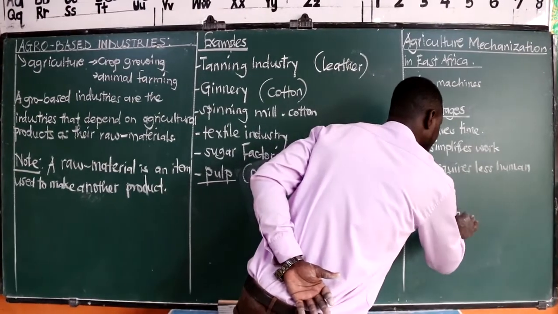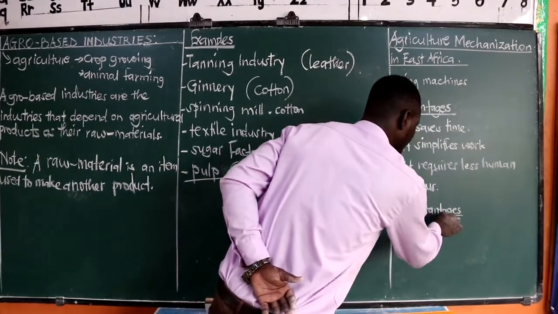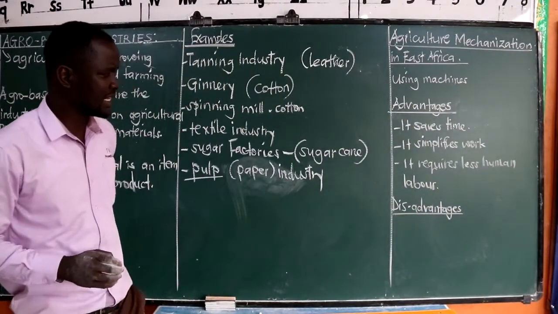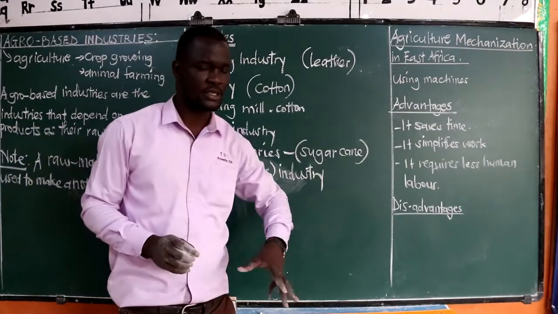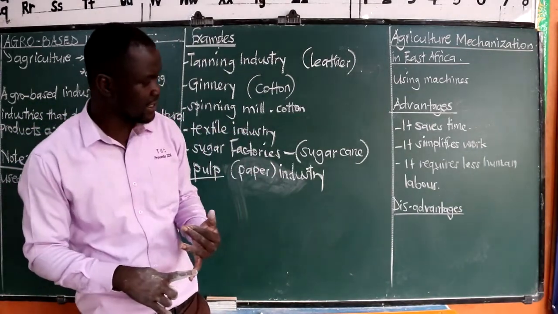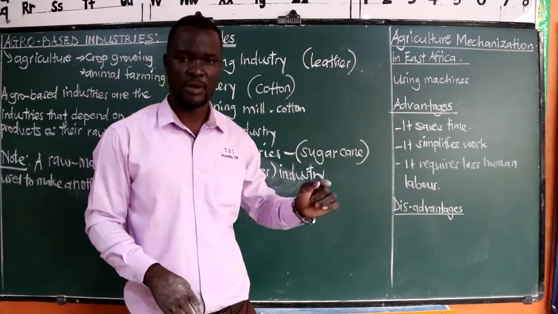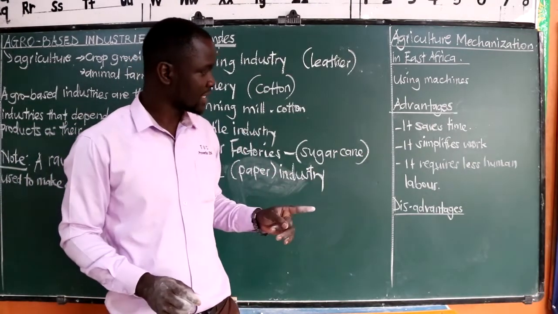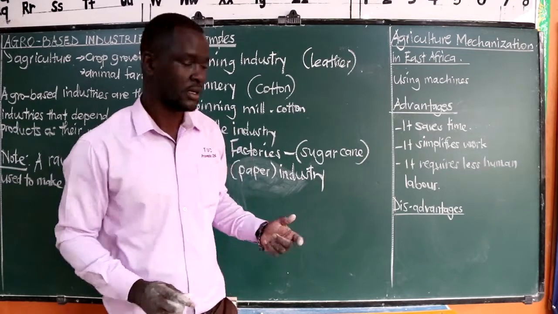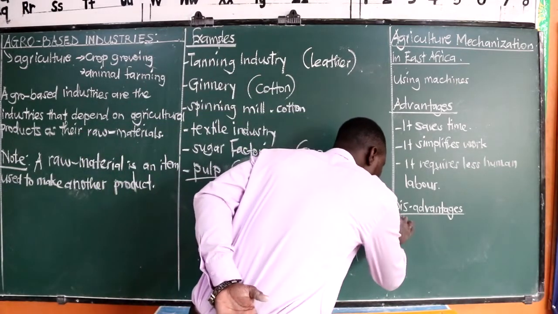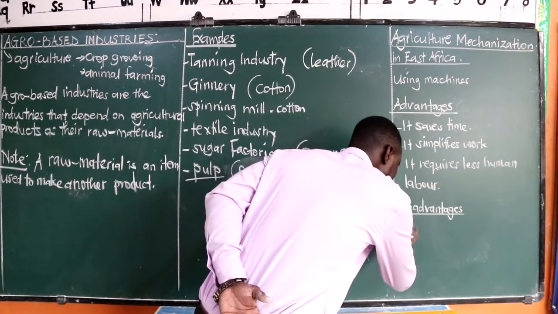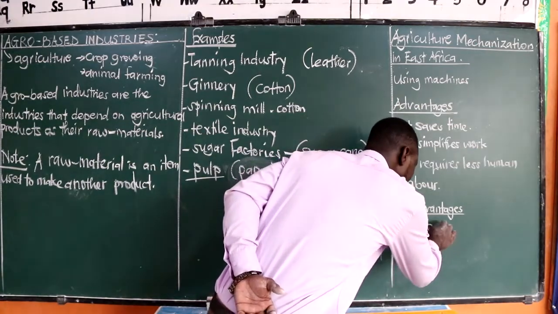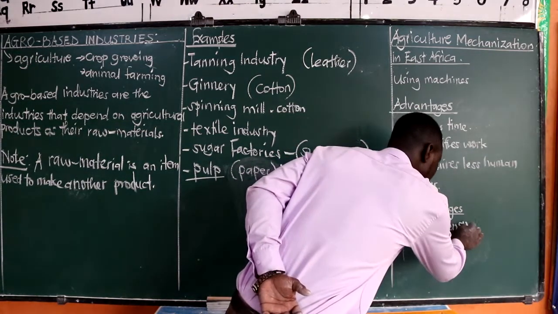Disadvantages. What are the disadvantages of using machines? The first disadvantage is this method is expensive. I want you to note that. When it comes to buying these machines, you will find that one has to have some good money. So we shall say it's expensive to buy those machines.